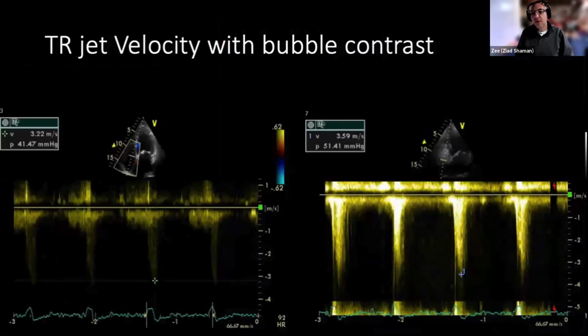In patients with trivial TR jet, or suboptimal images, you can inject agitated saline bubbles that will fill in the right atrium and the right ventricle, and will make the jet look much brighter on the continuous wave Doppler. So for example, here you have someone who's got a very poor image and you can't really tell how far the jet goes, and then you inject bubbles, you see the jet light up, and it becomes much easier to measure.